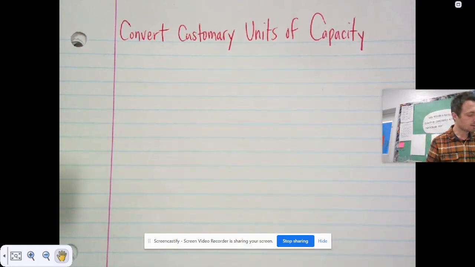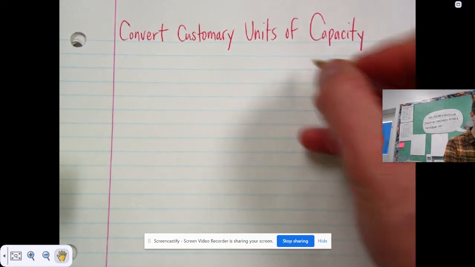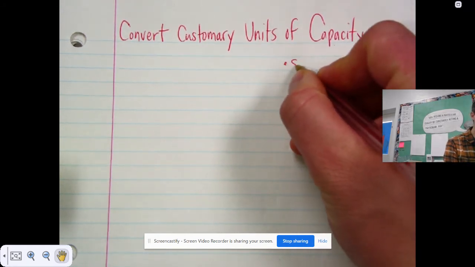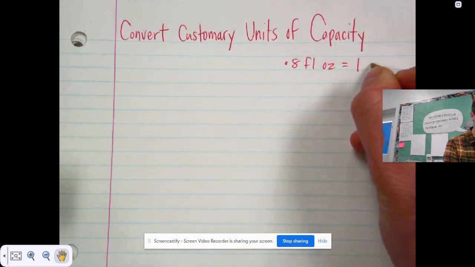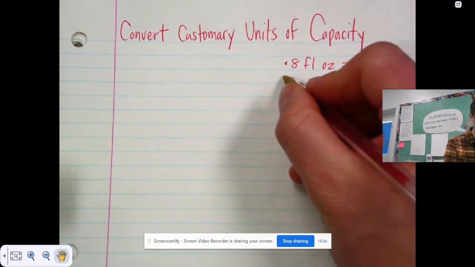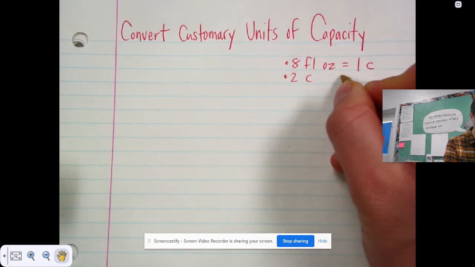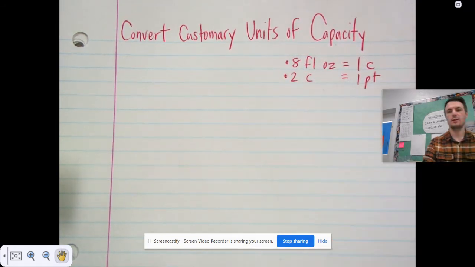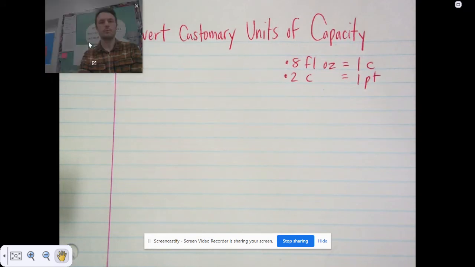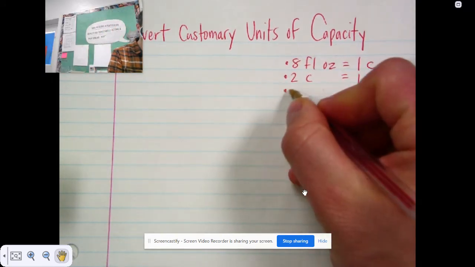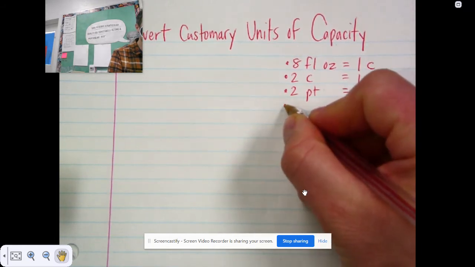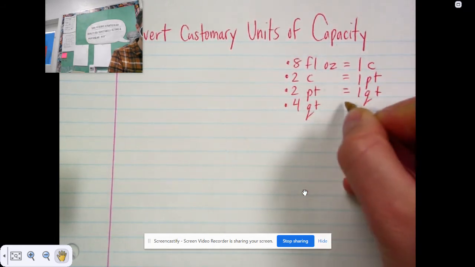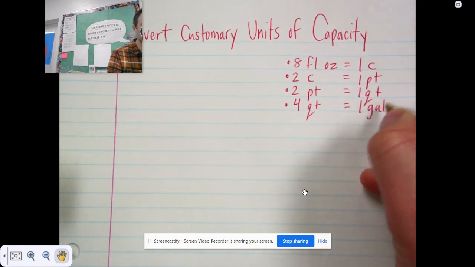Now let's recall what the customary measurements of capacity are. First of all, there's 8 fluid ounces. 8 fluid ounces equals 1 cup. 2 cups equals 1 pint. 2 pints equals 1 quart. And lastly, 4 quarts equals 1 gallon.